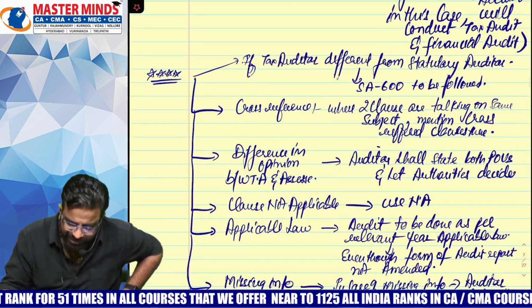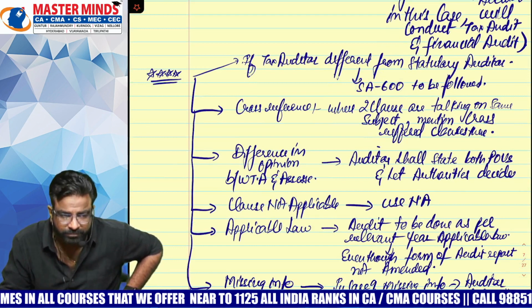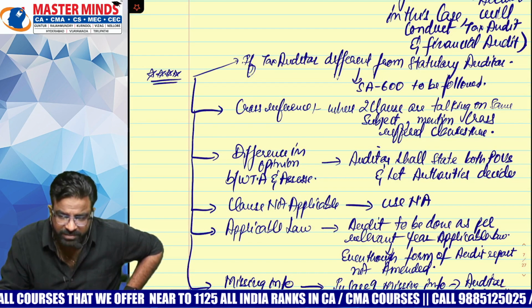Next one. If the tax auditor is different from the statutory auditor, you may use SA 600. Why is 600 coming here?